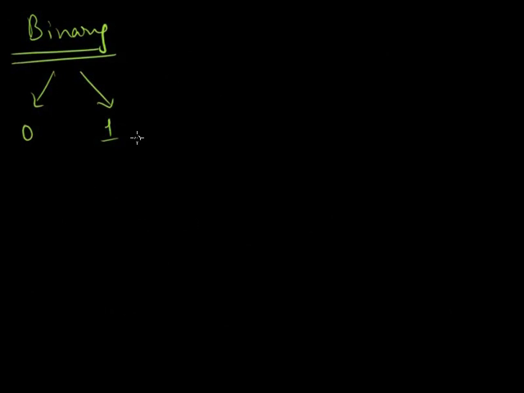Computers understand only one language, that is binary. They don't understand English, they don't understand C, C++. They understand only binary language, which is nothing but 0 and 1, only 2 digits. Now a question naturally arises, why binary?